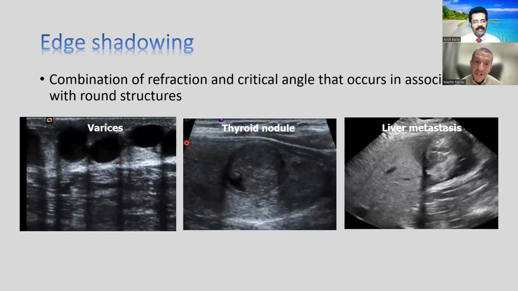And similar to that is the edge shadowing, Martin. Yes, so edge shadowing is a specific sort of shadowing. It is due to attenuation, but it's not really attenuation due to absorption or reflection. It's attenuation due to a combination of critical angle and refraction that occurs at the very extremes of round structures, whether they are fluid filled like varices or solid, such as the thyroid nodule metastasis. It's due to the sound either reflecting or bending away at the very edge of the interface. So that is always related to edges, often round edges, hence the term edge shadowing.